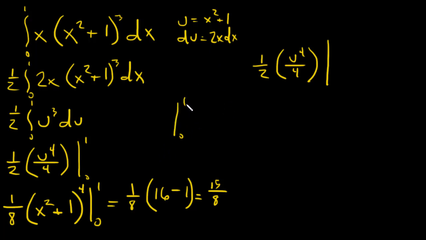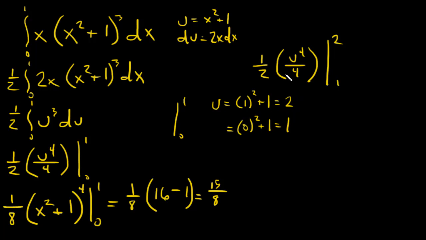So for the first one, what does u equal when x is 1? Well, that's 1 squared plus 1. U is going to equal 2. Now what about when x is 0? Well, that's going to be 0 squared plus 1, which is 1. So now I can evaluate u from 2 to 1. This is called changing the limits of integration.